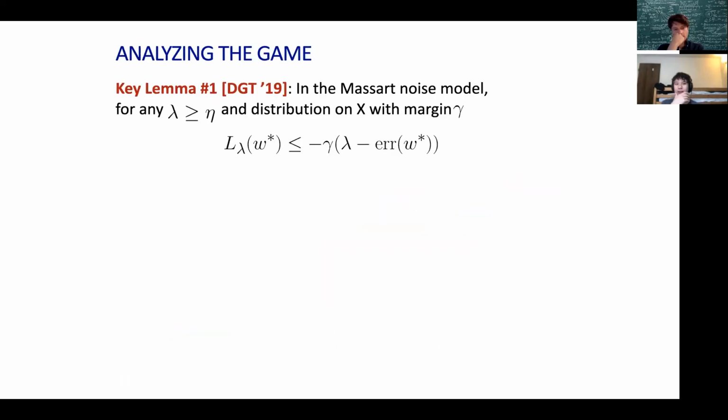Okay, so let me tell you this lemma, which is in the DGT paper. Basically, you can imagine we're doing optimization. We want to get something that's good like w star. We have a loss. We should figure out how small the loss is for w star. And so we get this upper bound, which basically says it's negative. And not only is it negative, but if you have a margin, it's significantly negative. And here, lambda is going to be this parameter, which is like eta plus epsilon. So we need that also for the upper bound to be not 0.